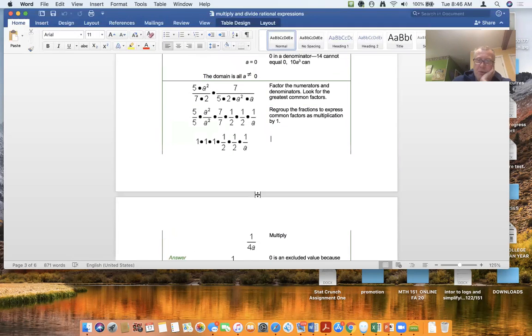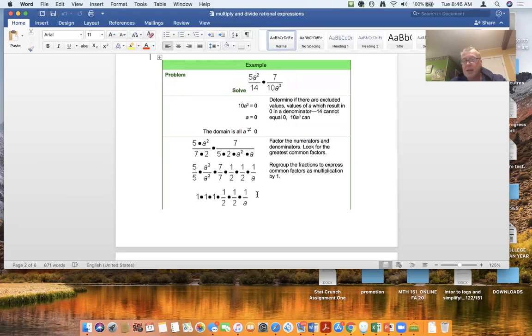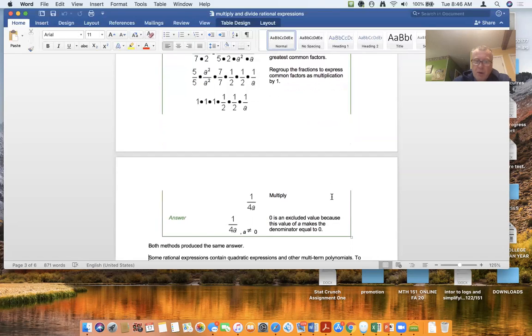That's one way. This is the preferred way. That's the way you probably did it back in basic math. The preferred way is to factor right off the bat. That's what I started talking about. 5 goes into 5. 7 goes into 7. So we cancel the 5s, we cancel the 7s, and we cancel the a squared because a to the third is a squared times a. That leaves us with 1 times 1 times 1, or 1 over 2 times 2 times a, or 1 over 4a.